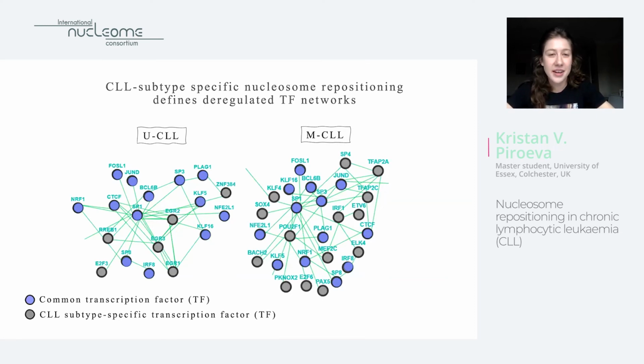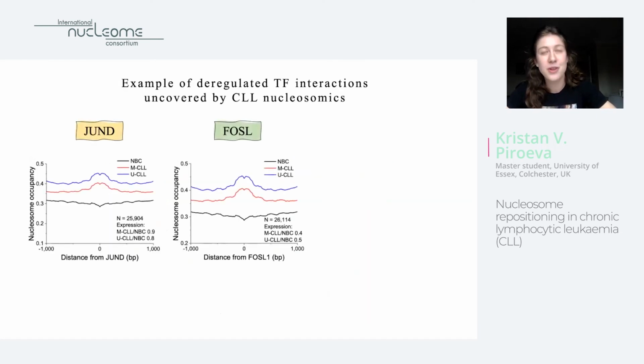So then we took not some, but all of the transcription factors and calculated nucleosome occupancy profiles around their binding sites. And we observed a clear change of nucleosome occupancy at the binding site of JUND and FOSL. And this increase of nucleosome occupancy also correlates with the decreased expression of FOSL in CLL patients determined by our RNA-seq data.